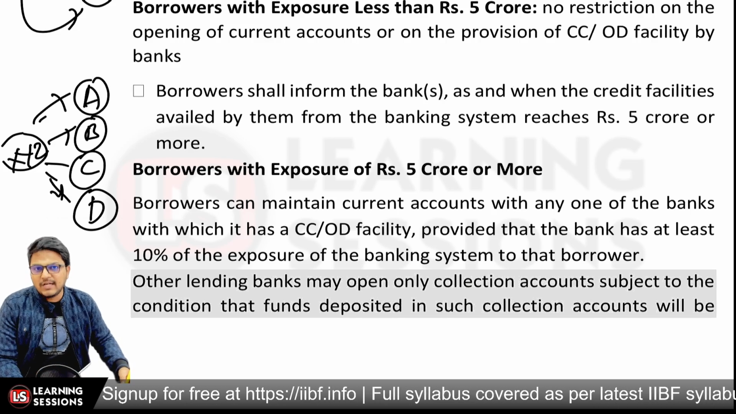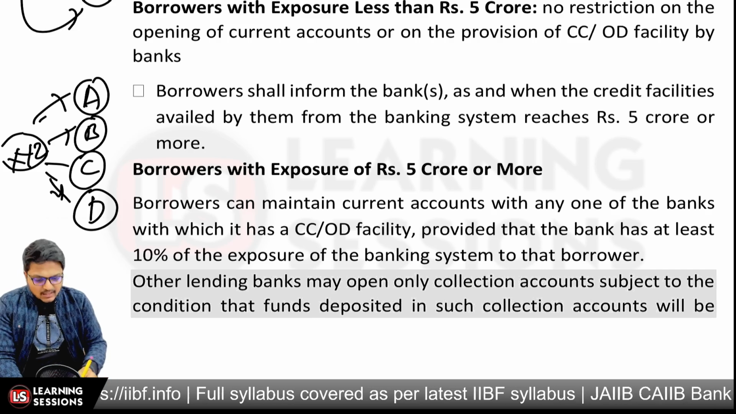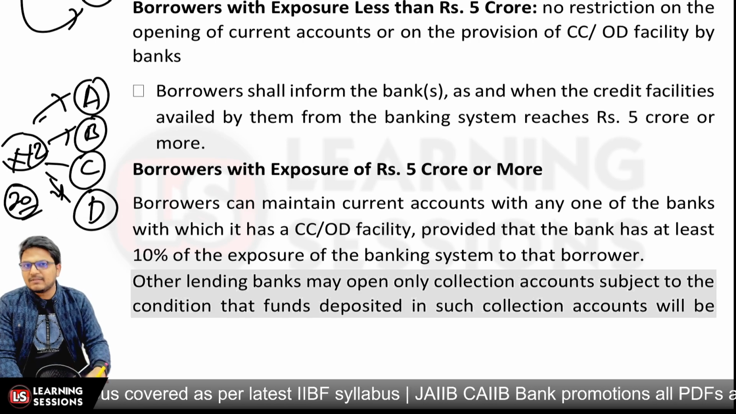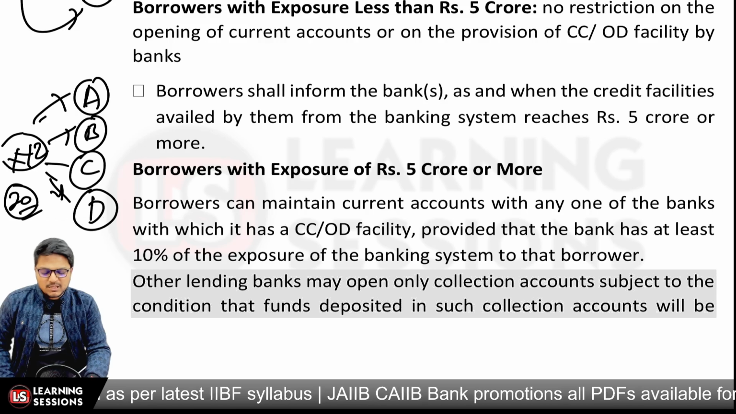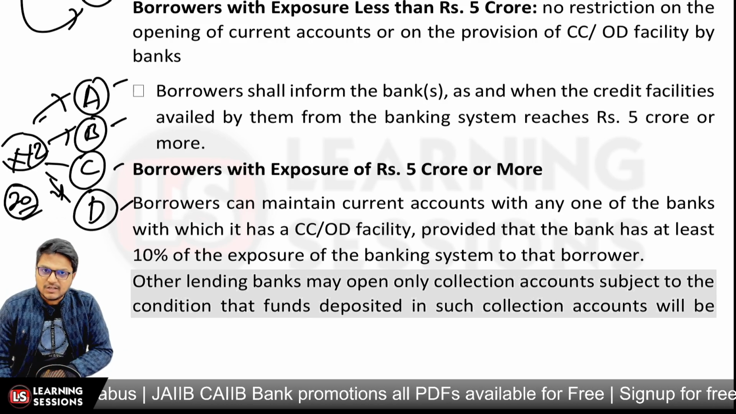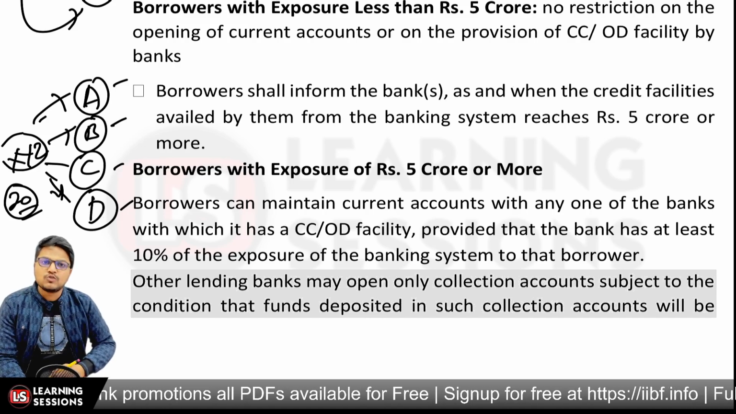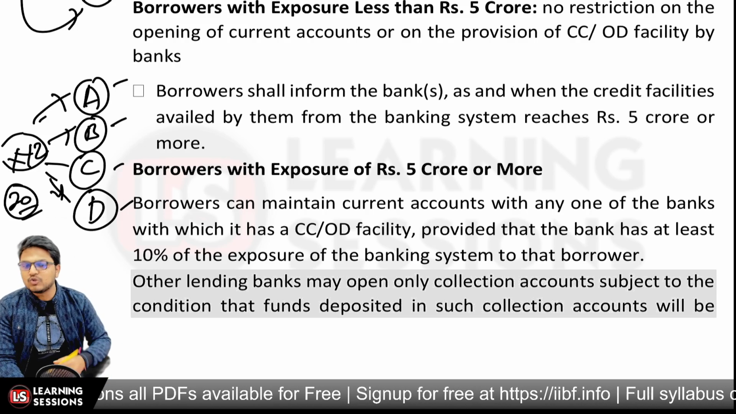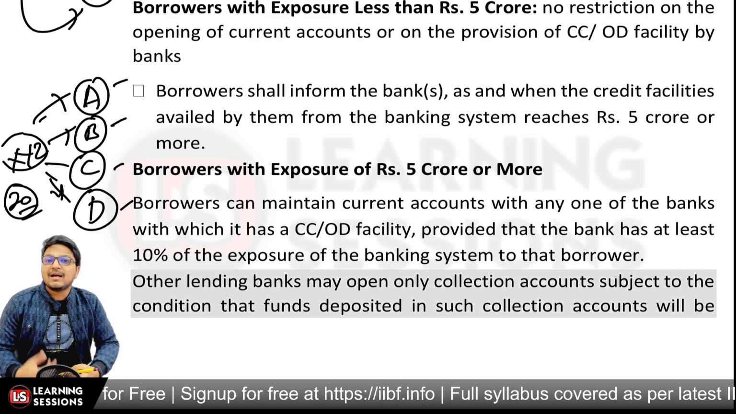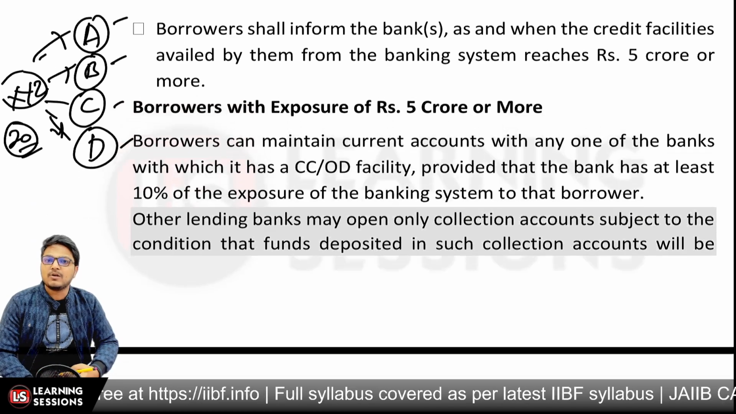But there is one condition related to it, that at least 10% of the exposure of the banking system to that particular borrower must be there. Let's say total borrowing with XYZ was 20 crore. In that scenario, minimum 10% borrowing in the form of CC or OD limit must be with bank A, B, C or D, where XYZ intends to open the current account, right? And further, other lending banks may also open the collection account. Let's say where the exposure is lesser than 10%, there the other lending banks can open the collection account where the funds will be deposited so as to collect the amounts for the recovery against such particular loans, right?